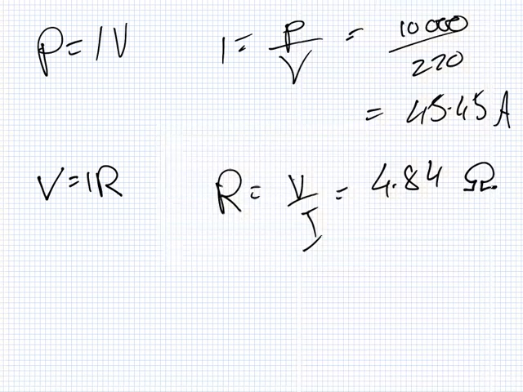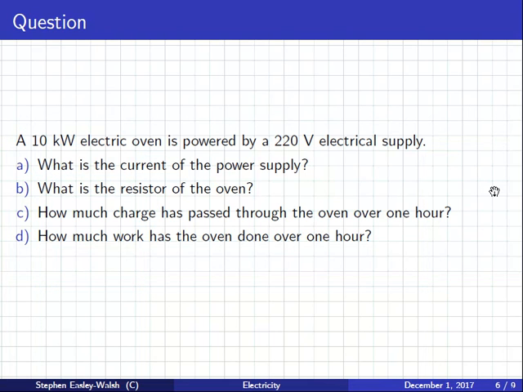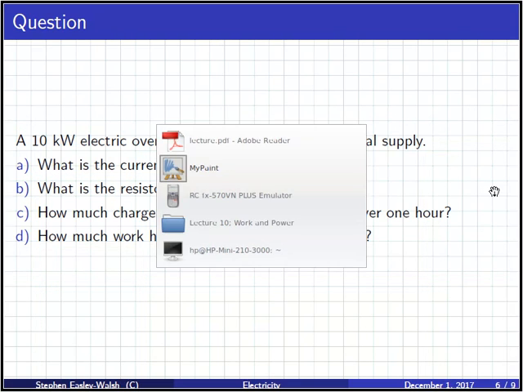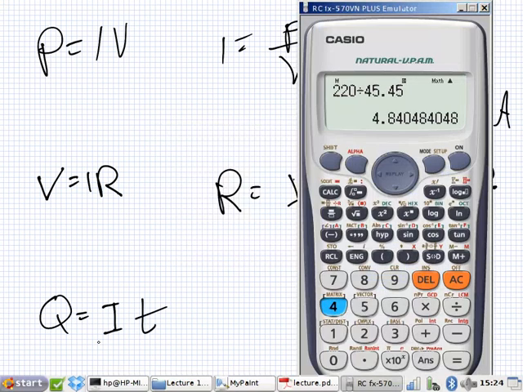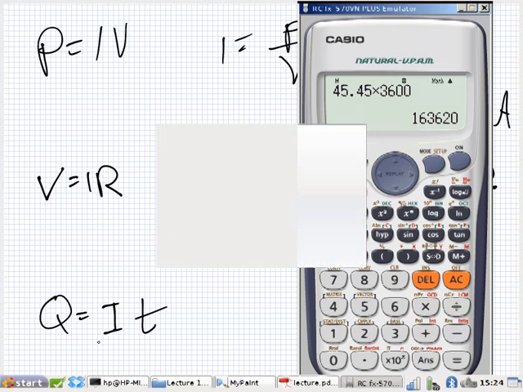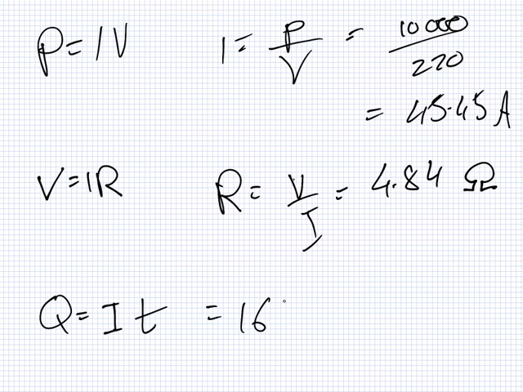What's next now? How much charge has passed through the oven in 1 hour? So we can use the formula Q equals IT. So what's the current? 45.45, and the T is 3,600. That gives 163.62 kilocoulombs.